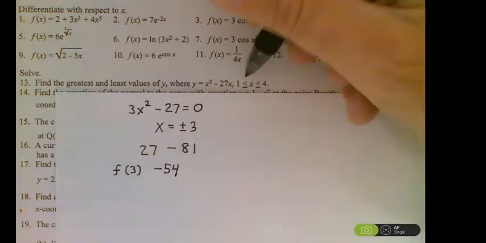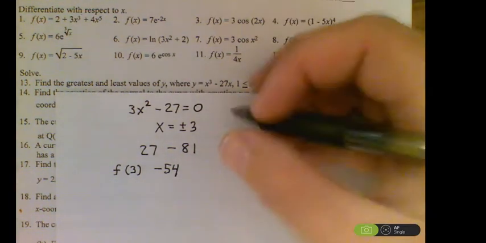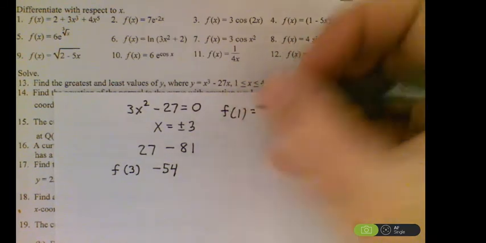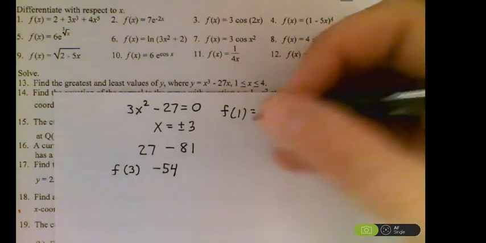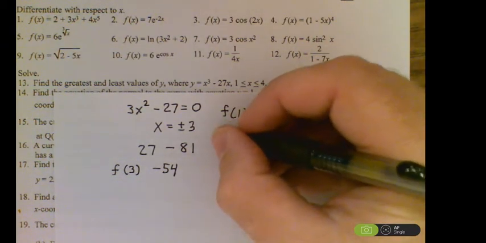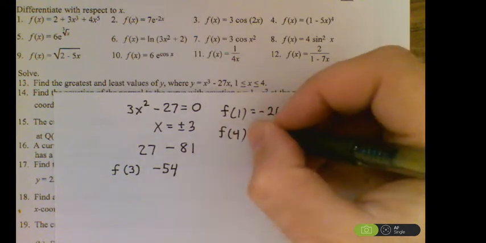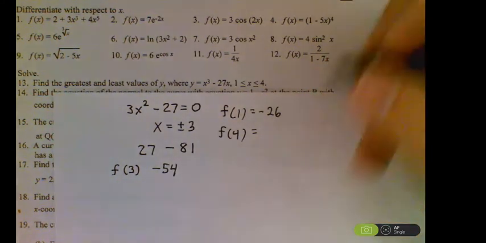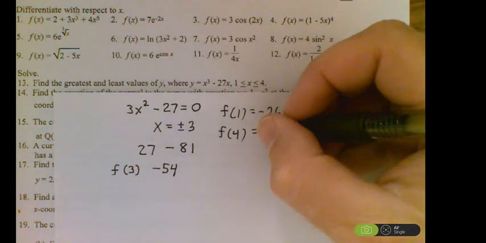So let's test a couple other kind of boundary limits on this one. So if we were to plug in a 1 into the original equation here, so 1 minus 27 is -26. If I were to plug in the 4, so 4 to the third, so we plugged in the 4 to the third gave us 64.